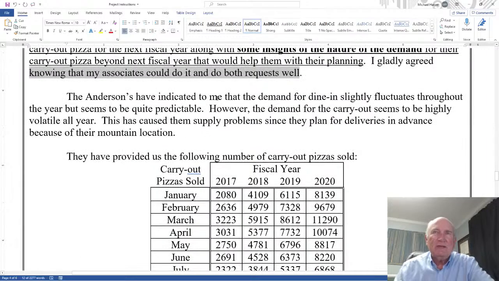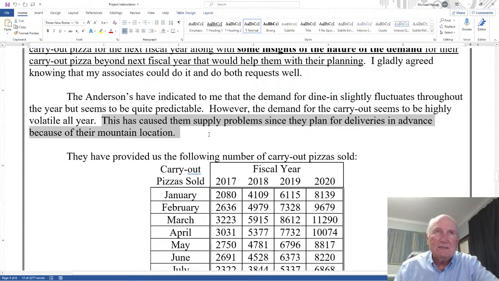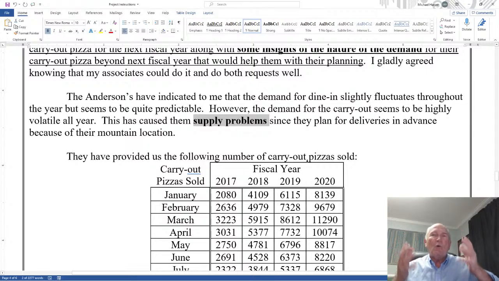The Andersons have indicated to me that the demand for dine-in slightly fluctuates throughout the year, but seems to be quite predictable. However, demand for carry-out seems to be highly volatile all year. This has caused them supply problems since they plan for deliveries in advance because of their mountain location. Supply problems, and let me bold that. That's why they're asking us. So they want a forecast and insight to help them with their supply problems.